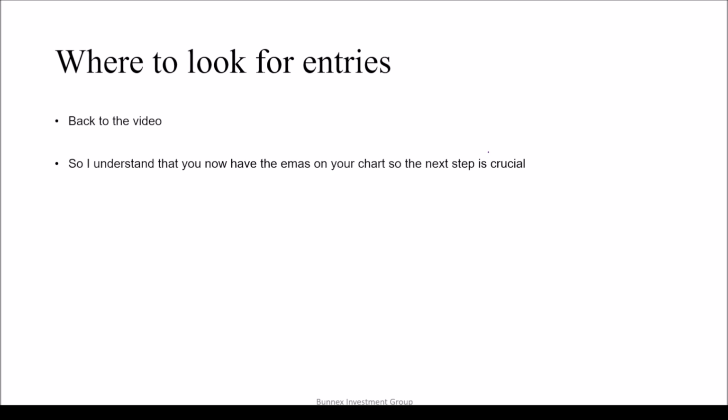Back to the video. So I understand that you now have the EMAs on your chart. So the next step is crucial. We are going to be operating with a model that is called reset, shift, trap, and entry. You need to actually know this by heart. It's reset, shift, trap, and entry. So simple steps means a simple strategy, and a simple strategy means simple execution, and simple execution means consistent results.